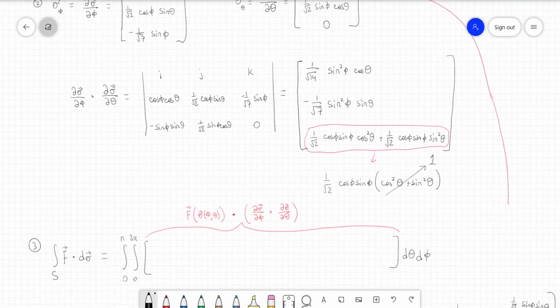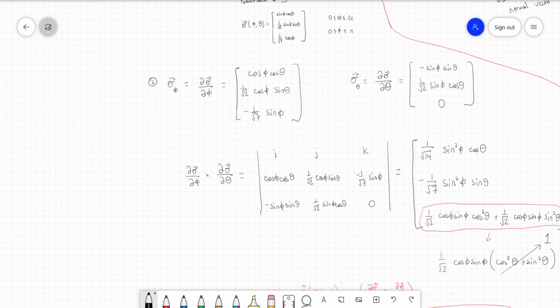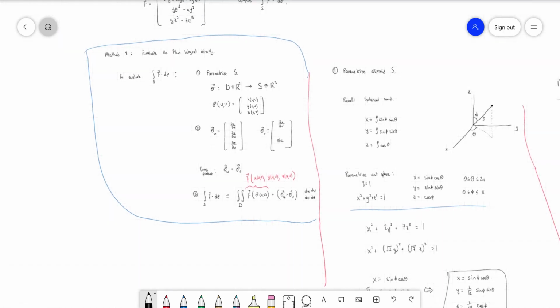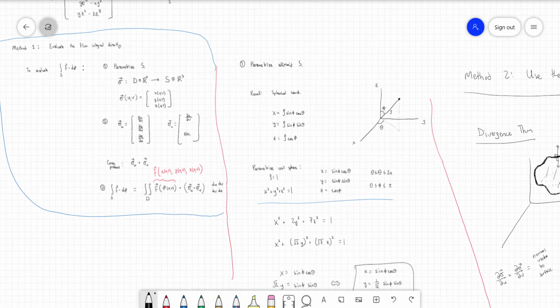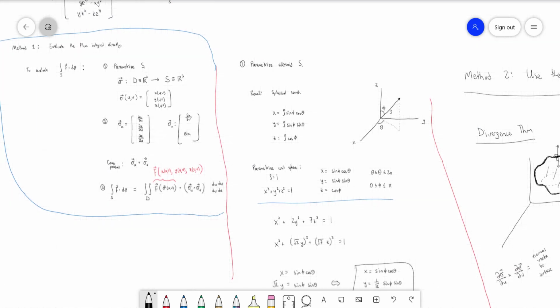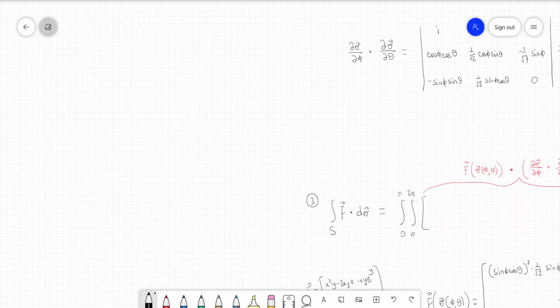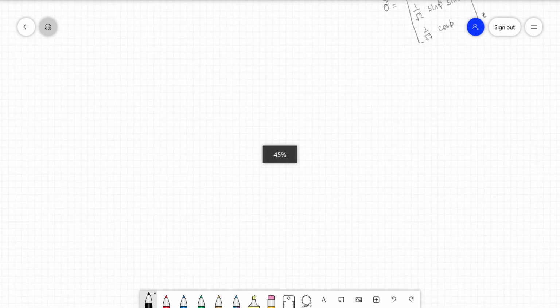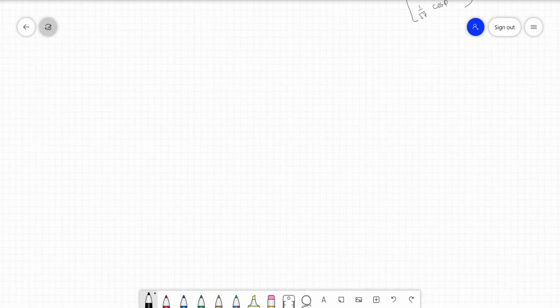Now that being said, I think you might have to evaluate a flux integral directly on your exam. So that is why I did want to go over how you would do method 1 still. Okay, but that was a lot. So let's go on to the next problem.